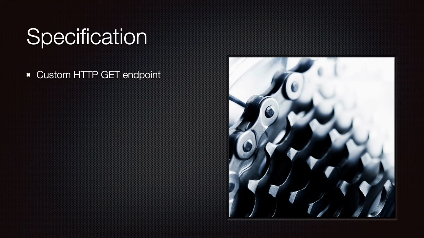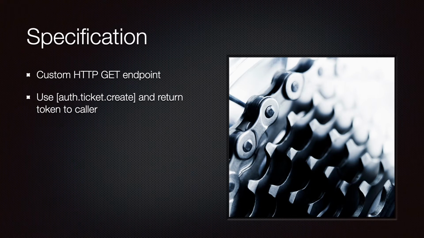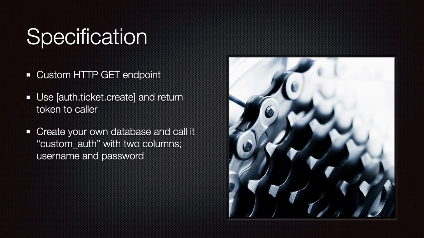Piece of advice: create your own module. Name it, for instance, custom_auth. Then you're going to have to use auth.ticket.create and return a JWT token to the caller. However, before you do this, you're going to have to create your own database, call it custom_auth, having two columns named username and password. And you need to verify that the password is correct before you return the JWT token back to the caller.